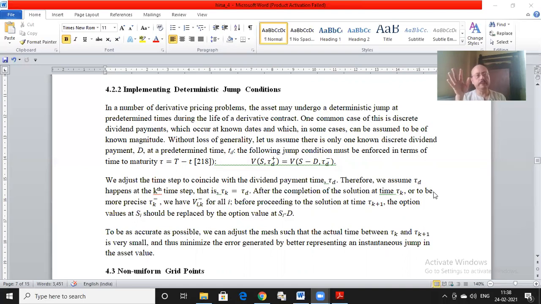This is not the only jump situation, of course. There could be other situations where there might be a jump in the stock price, the underlying price, but dividend is one particularly common situation where we see a jump, and thankfully most often it's a deterministic jump because both the timing as well as the rate of dividend are known beforehand.